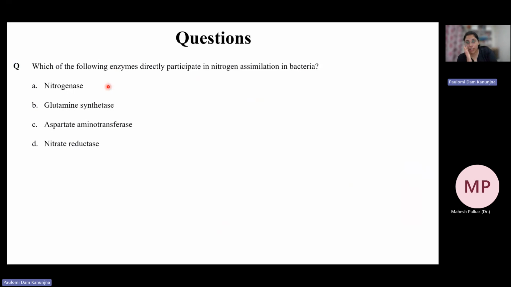Right. I guess the second last question. It says which of the following enzymes participate in nitrogen assimilation in bacteria? Did we do this already? No. Yeah. A, B, and D. Sorry.